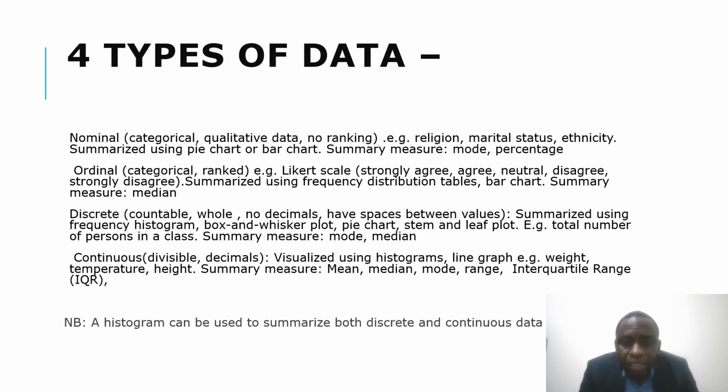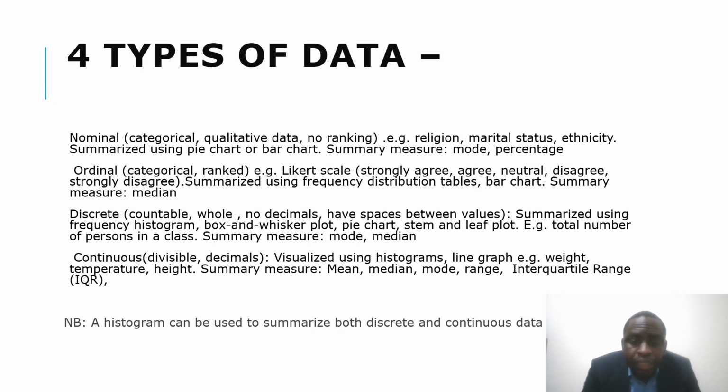All right. Now, discrete data, like I told you, they are whole numbers. There's no fraction, no decimal. If you are representing discrete numbers on a bar chart, there is a space in between them. So you can summarize them using frequency, histogram, box and whisker plot, pie chart, stem and leaf plots. Like I told you, example is the total number of persons in a class. So discrete numbers are whole numbers, so you can count them.